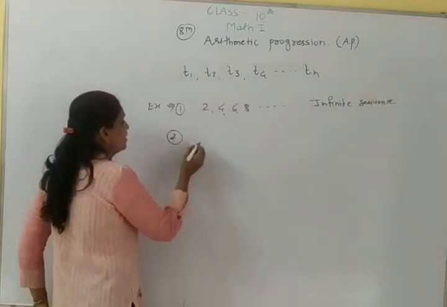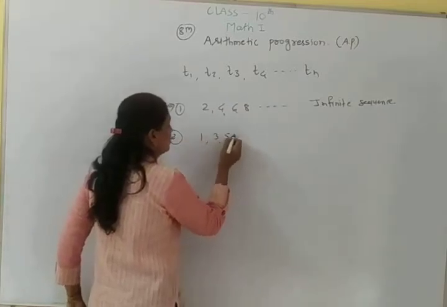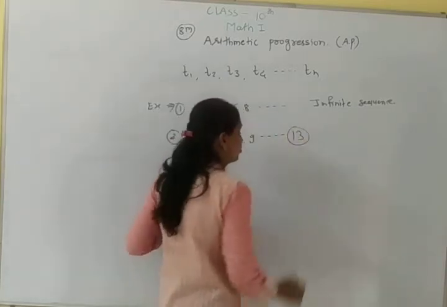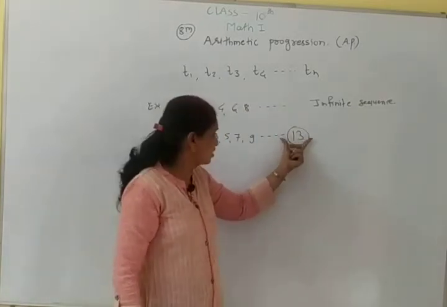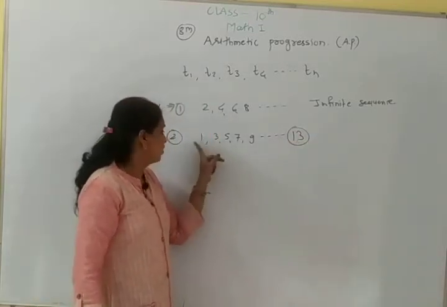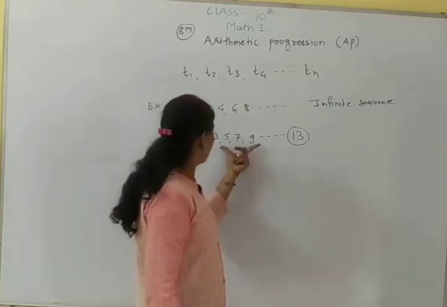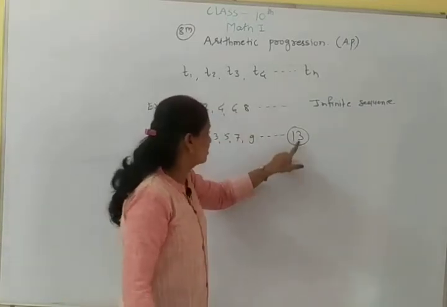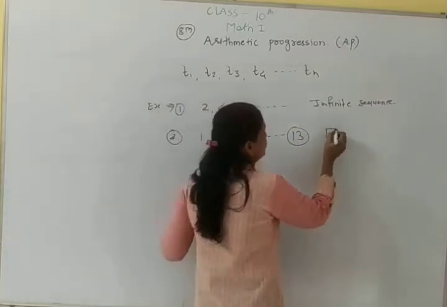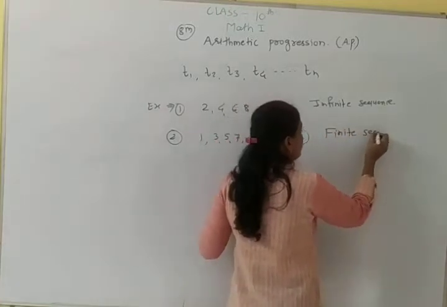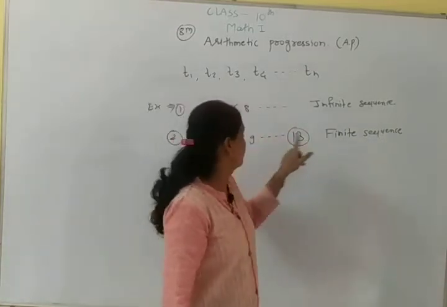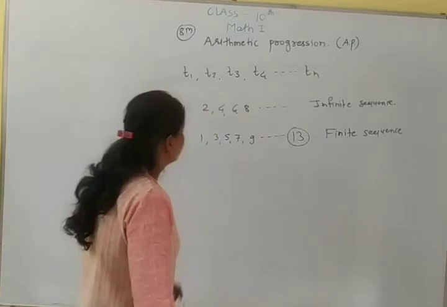And the second one is a finite sequence. So here 1, 3, 5, 7, 9 up to 13. Means here the last term is 13. This is Tn, the nth term, and this is 13. Here the sequence ends. So this is countable. 1, 3, 5, 7 are all odd numbers, and the last odd number is 13. This is the nth term, Tn. So this sequence is called a finite sequence. Uncountable sequence is called an infinite sequence, and countable sequence is called a finite sequence.